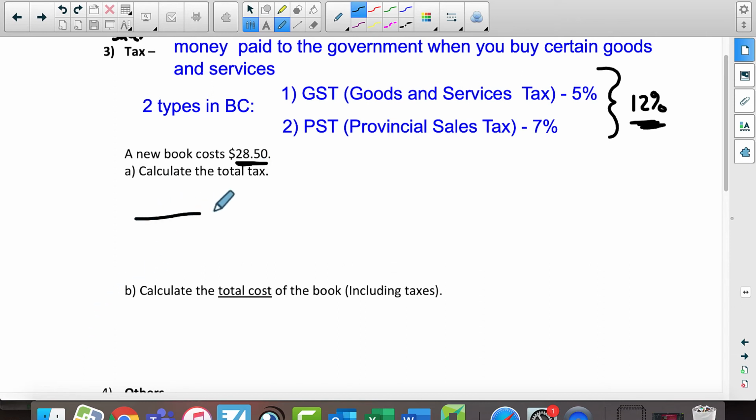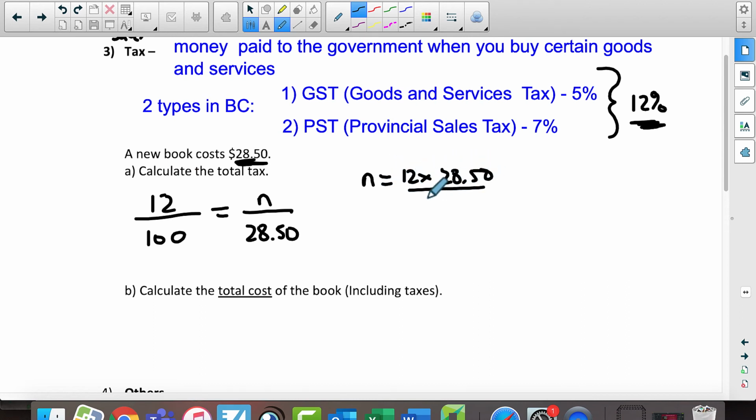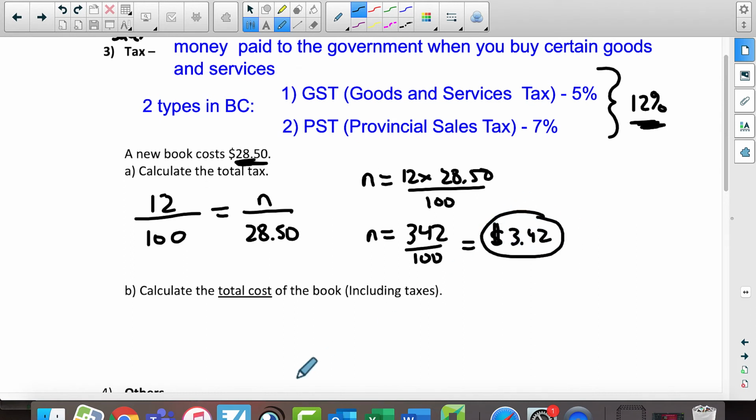Let's do it. So it's a percent question. You can always start by doing this. Do you know the percent? Yep, it's right here. It's 12%. This $28.50, is that the whole cost of the book or just part? That's the whole cost of the book, $28.50. And this is what we need to find. So we cross multiply. N equals 12 times $28.50 and then divided by 100. 12 times $28.50 is 342, and we'll divide that by 100. You get $3.42 of tax.